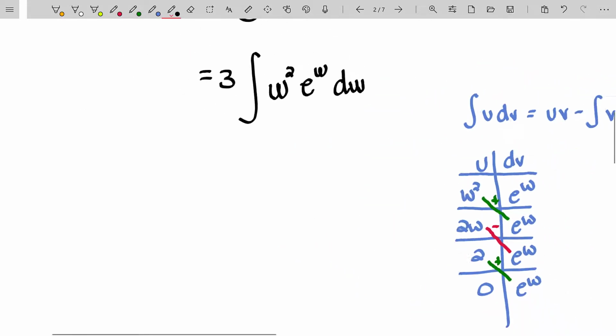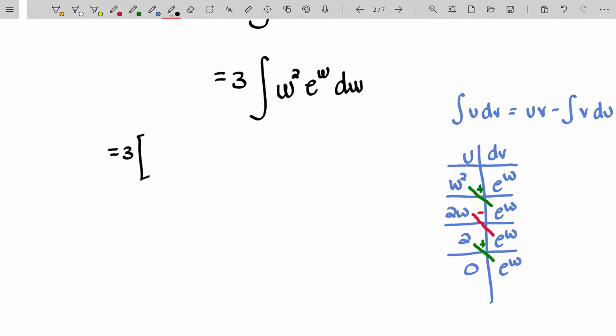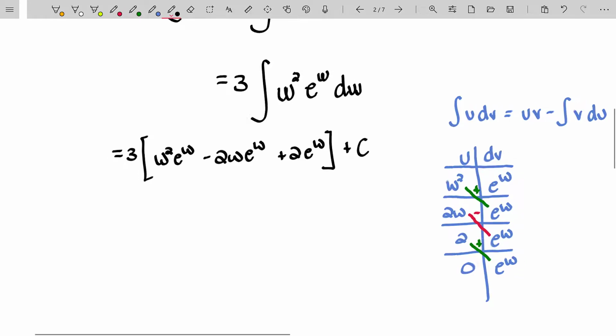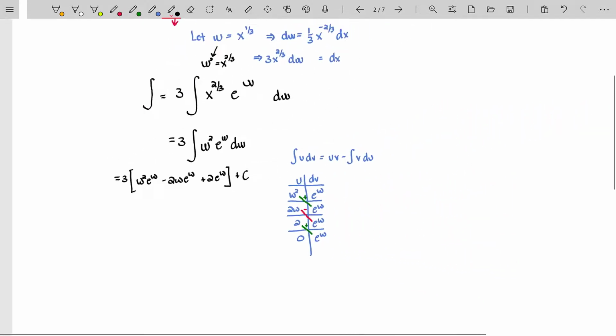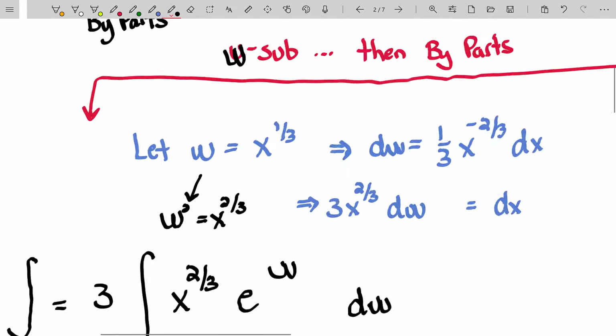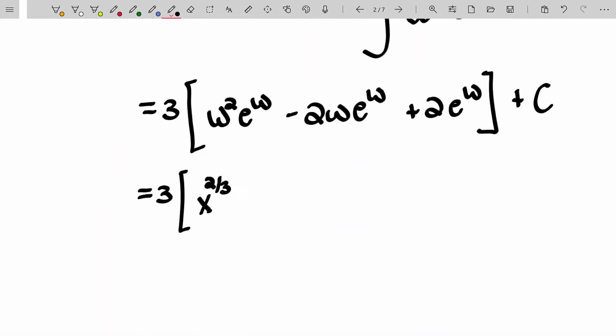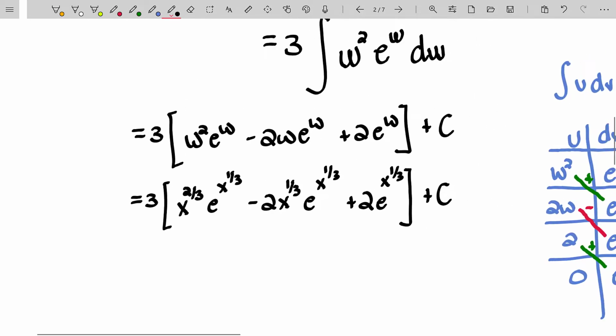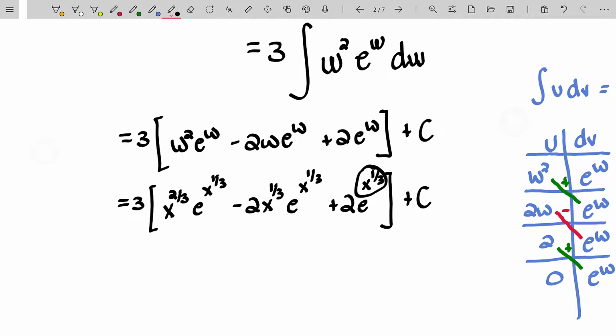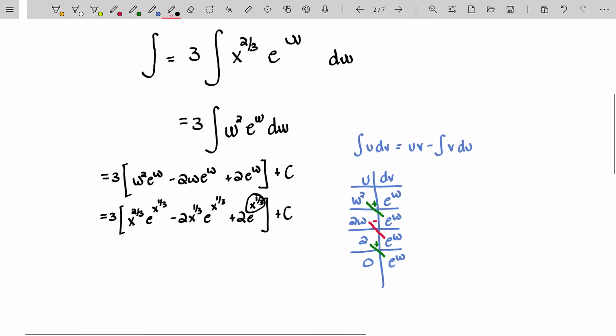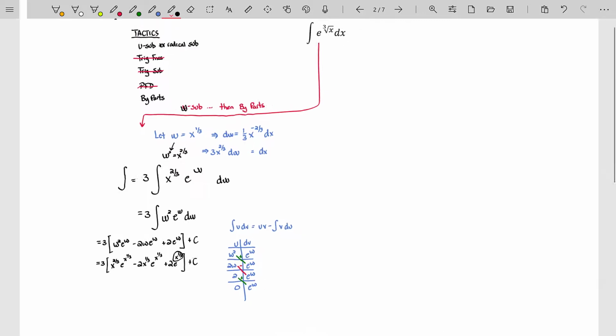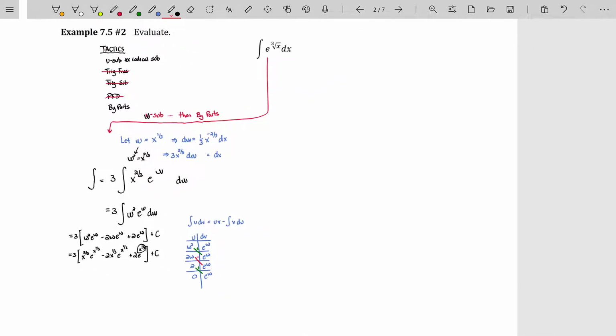So this integral will become 3 times the quantity, a positive w squared e to the w, minus 2w e to the w, plus 2e to the w. And don't forget, there is actually a plus c on that, and you could distribute that 3 through if you wanted to. There's no real need. But now we have to change back into the world of x's. Luckily, w is just x to the 1/3. And that's it. I know my exponent got kind of off kilter there. Sorry about that. Anyhow, so that's how you could do that anti-differentiation if you had done a w sub first, or a substitution first, and then went by parts.